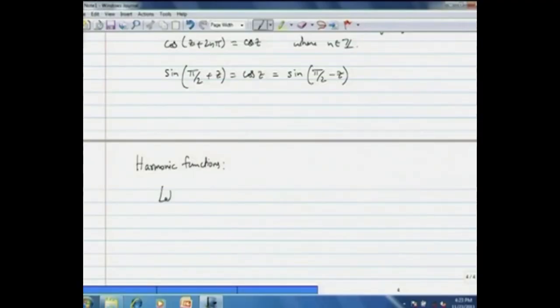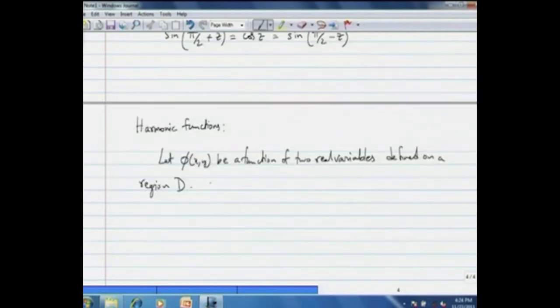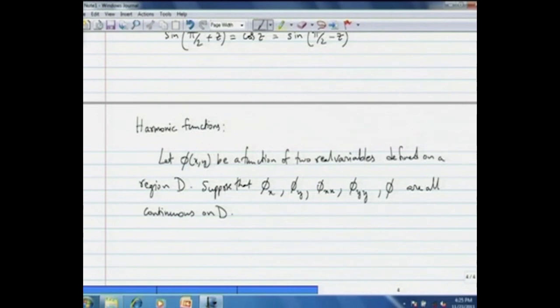Let phi of x y be a function of two real variables defined on a region D. Suppose that the partial derivative of phi with respect to x, the partial derivative of phi with respect to y, the second partial of phi with respect to x and then again with respect to x, and likewise the second partial of phi with respect to y and then again with respect to y, and of course phi itself are all continuous. So let us make these assumptions.